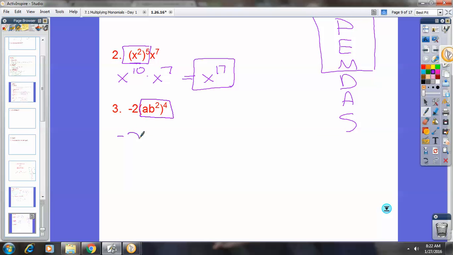So I'm going to take everything inside here to the 4th power. Let's bring down the negative 2. I'm going to take a to the 4th power. B squared is going to be taken to the 4th power. Took everything to the 4th power. Everything was in that parenthesis. Now I can clean the b up a little bit. What is b squared to the 4th power? B to the 8th power.